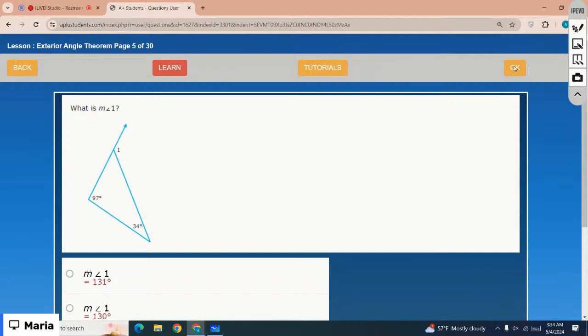What is the measurement of angle 1? Which is the correct option? That is 131 degrees. Option number 1 is the correct option, right?